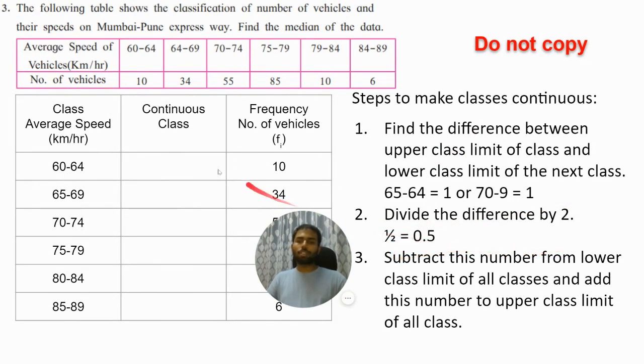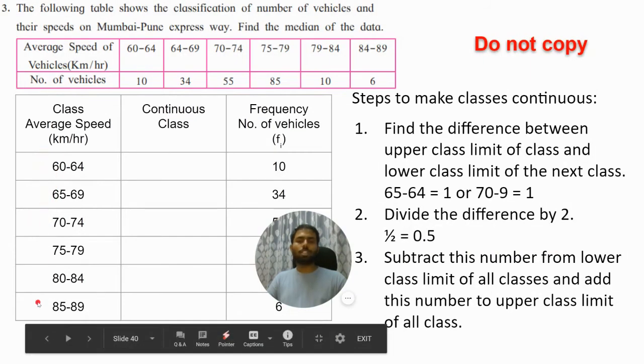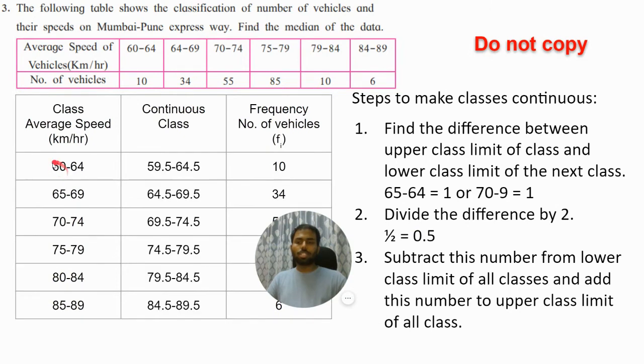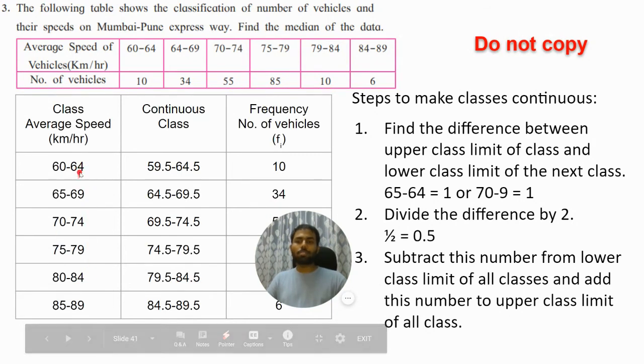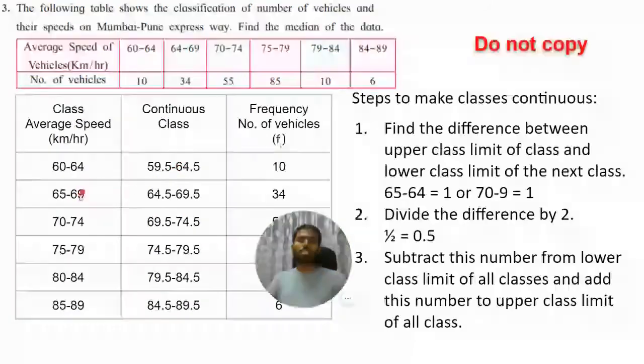Then subtract this number from all the lower class limits, यानी जो left side के numbers है, and add this number to all the upper class limits, यानी जो right side के numbers है. So 0.5 subtract करना शुरू करो. 60 minus 0.5, 59.5. 65 minus 0.5, 64.5. 70 minus 0.5, 69.5, so on and so forth. सारे लोअर क्लास में सब्ट्रैक्ट करना है, राइट साइड के नंबर यानी अपर क्लास लिमिट में ऐड करना है. So 64 plus 0.5 is 64.5. 69 plus 0.5 is 69.5. 74 plus 0.5 is 74.5.